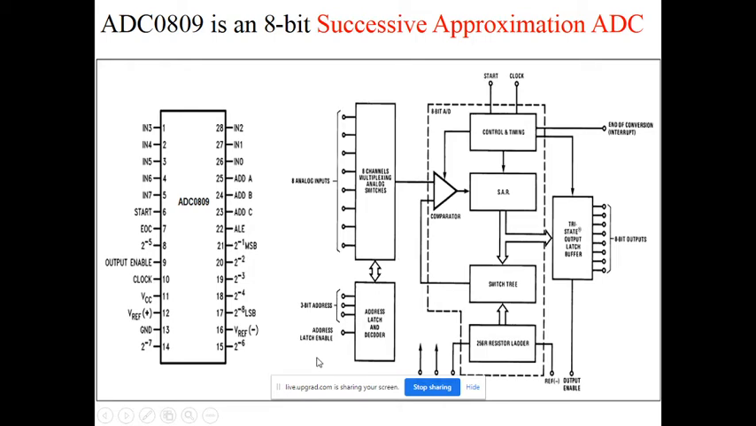Then there is the address latch. Initially you put the value on A, B, C, then you give the address latch. When you give a pulse on this particular pin, the address latch enable, at that instant, as per this address, one of the channels is connected for conversion. You put the A, B, C status according to which channel you want to connect to the conversion process. The address is latched, and accordingly one of the channels is connected to the ADC conversion, when you apply the transition on the address latch enable pin.